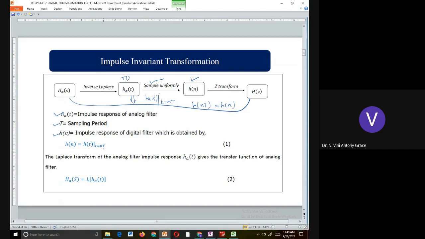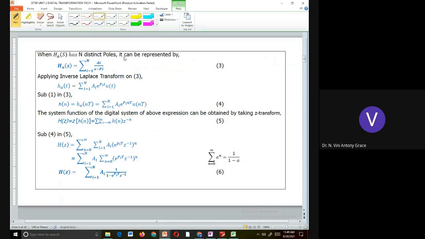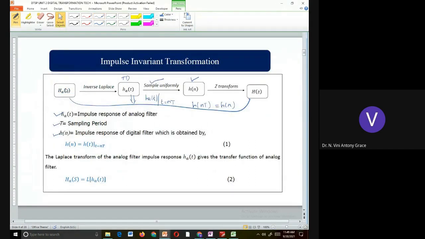Okay, these are the steps that we are going to follow to arrive at the formula. First, we have to consider H of s. Find its inverse, you will get h of t. Sample it, you will get h of n. Take the z transform of h of n, you will get the digital filter's transfer function. We are going to follow the same steps.